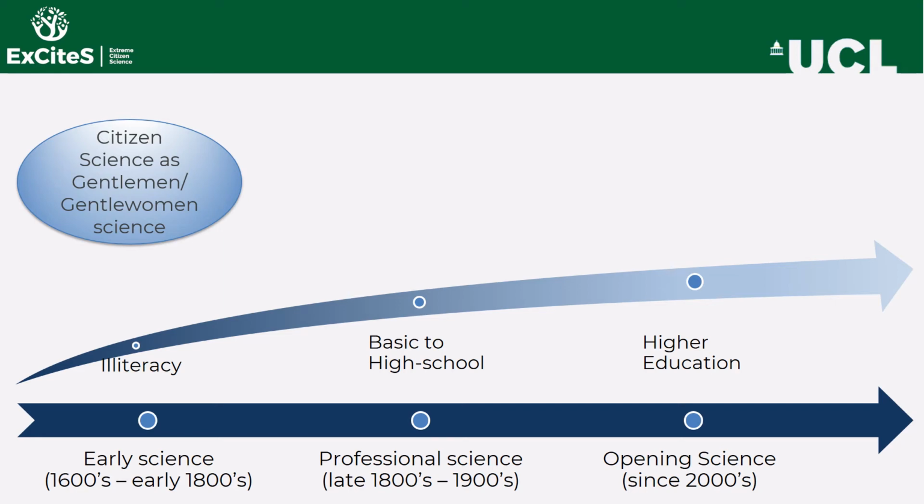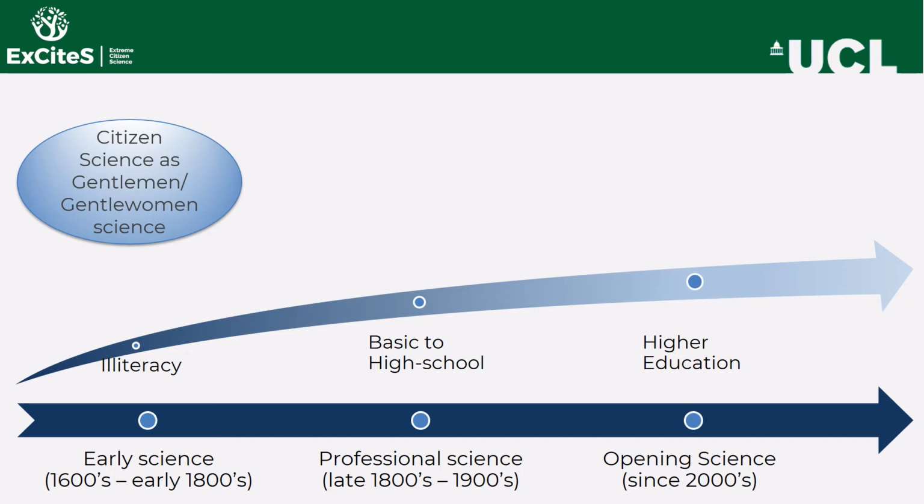So going back to the very early stages of science, and we are talking about the historical context, we can look at citizen science as gentleman or gentlewoman science. In this first period, there is lack of clarity about who is a scientist or natural philosopher or gentleman of science, as they call them, because the term scientist was not invented yet.